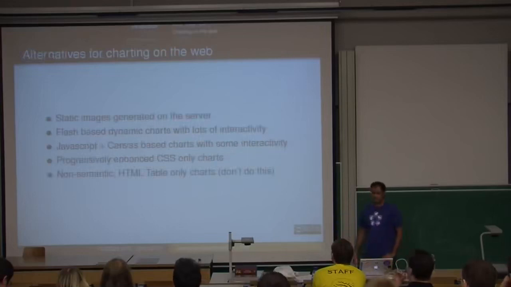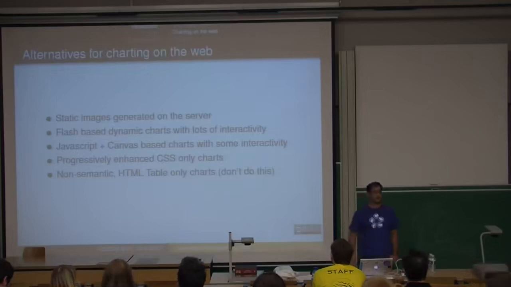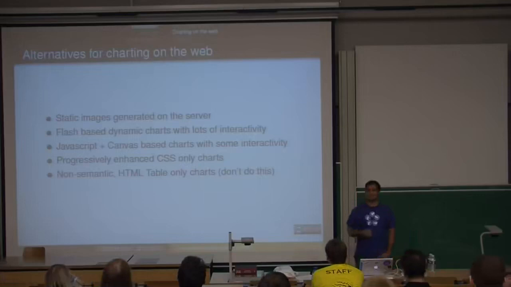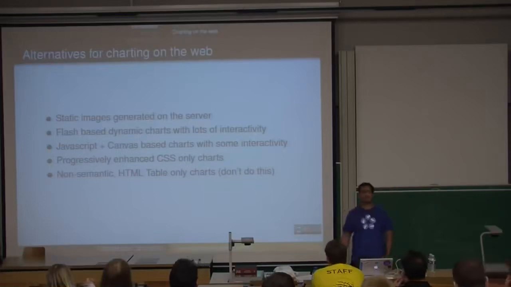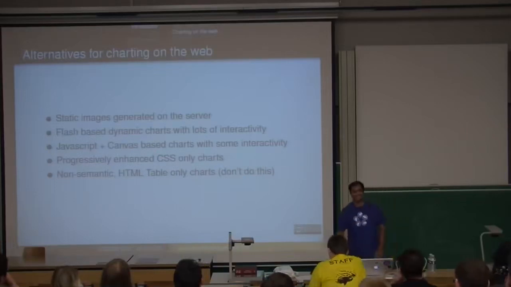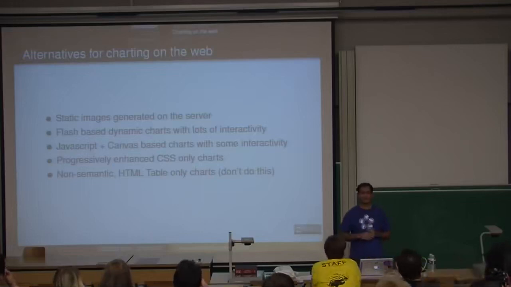Now, what are the alternatives to doing charting on the web? Initially, I used to use static images. There are several libraries depending on what language you want to use. PHP has a bunch of libraries. What programming languages do people use on the back end? JavaScript on the back end. Python? Java? Anybody does CGI scripts in C and C++? Yes. Okay, so regardless of what language you use, there is a charting library on the back end.